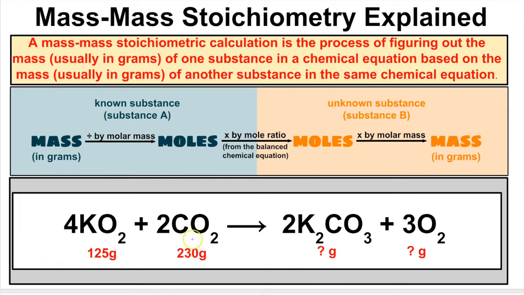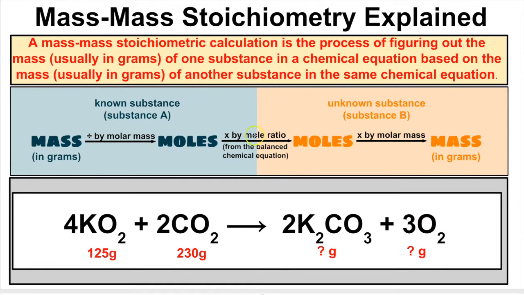For example, if we take a look down here, we've got 4 moles of potassium oxide reacting with 2 moles of carbon dioxide. And this is going to end up producing 2 moles of potassium carbonate and 3 moles of oxygen gas. And so what if we have 125 grams of this stuff here reacting with 230 grams of this stuff here, and we want to figure out the mass in grams of potassium carbonate that will be produced and the mass in grams of oxygen gas that will be produced? Well, we would have to do some mass-mass stoichiometry.